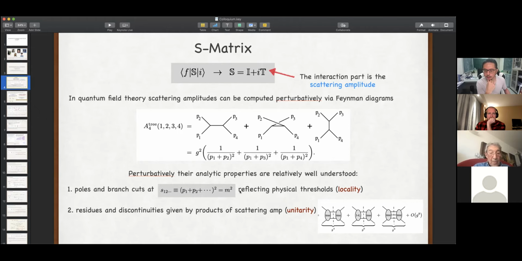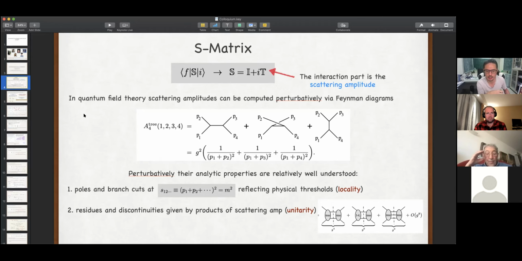The residue of the pole or the discontinuity of the branch cuts on these thresholds will generically be given by products of scattering amplitudes. So the analytic property has a recursive nature to it. Using these properties, one can often derive bounds and constraints on the theory space. Of course, this has been utilized for a long time.